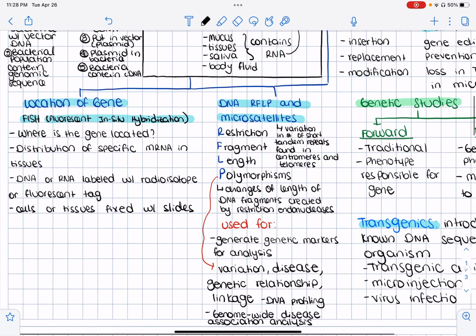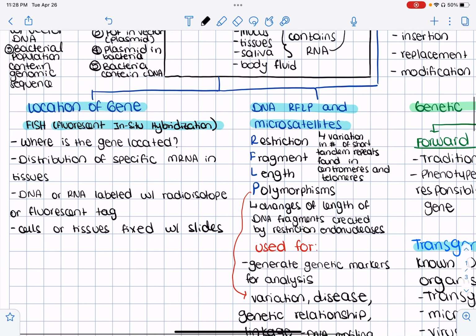But what if I would like to know where the gene is located? Well, for this, I'm going to use FISH, fluorescent in situ hybridization, which is going to allow us to determine the distribution of specific mRNA in tissues, since it's going to label the DNA or RNA with a radioisotope or fluorescent tag, which is going to allow us to study the gene in those tissues.